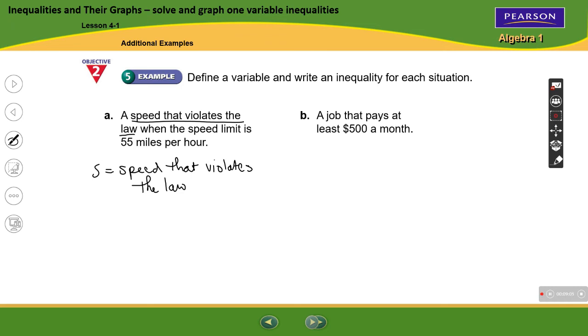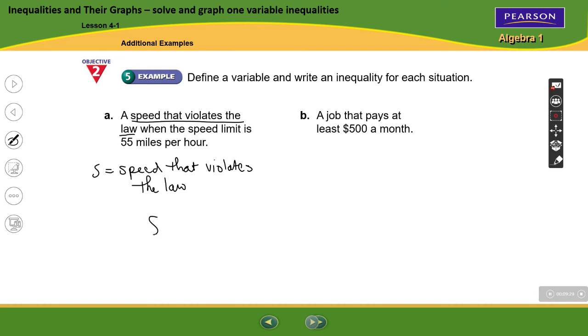All right, so when will we be violating the law? Violating means breaking. So in most cases, how do you break the speed limit law? Most people break it by going too fast. Can you break it by going too slow? Yes, but this is more rare. So we'll deal with a speed that violates the law on the higher side, not on the lower side. So we're going to say this speed is going to be going too fast.